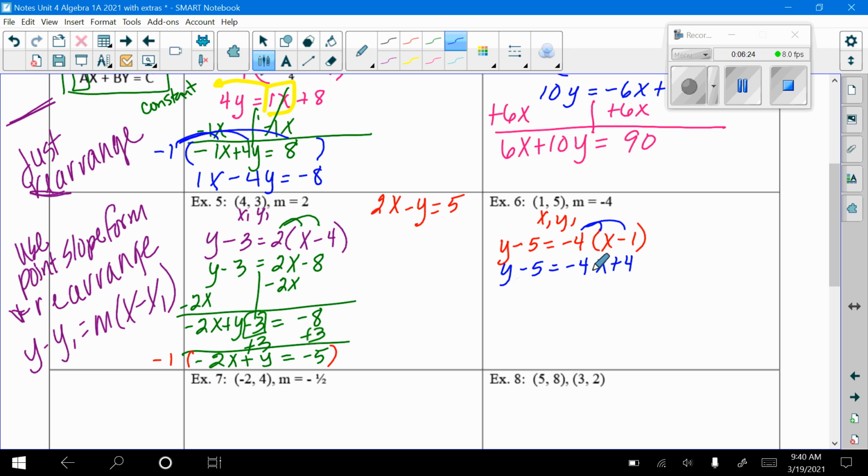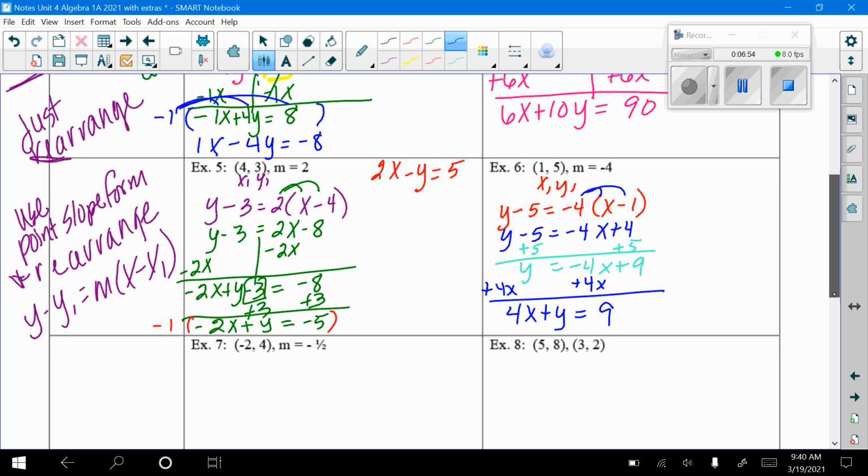If you want to move the x's across, or you can move the plain numbers across, either one, whichever you like best. Before I did the x's, here if I wanted to do the plain numbers, I would add 5 to both sides. And I'd have y is equal to negative 4x plus 9. And then just move this positive 4x, put it in front of the y. So 4x plus y is equal to 9.